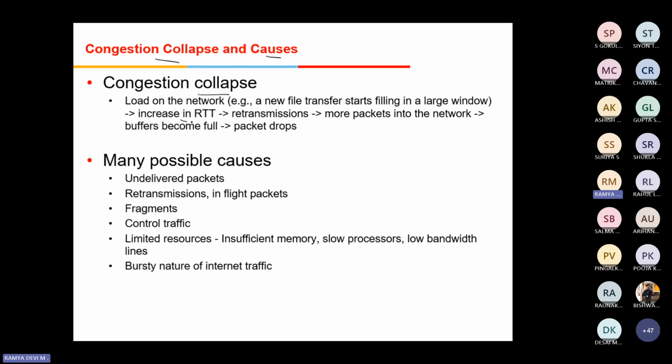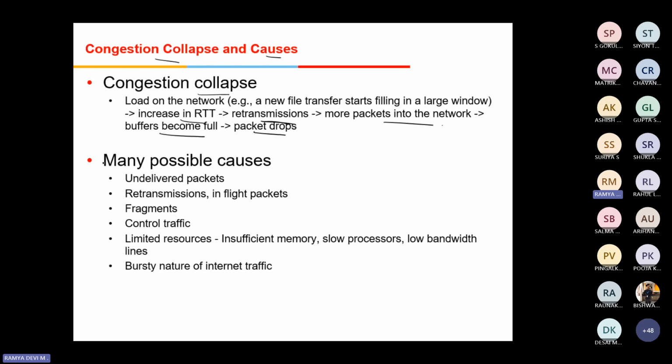So an increase in RTT will trigger the packet drops, the buffer becomes full. So packet drop will happen. Once the packet is dropped, the timer will expire. If the timer expires, it will trigger the retransmissions. There will be more number of packets in the network. So definitely it will cause the congestion.